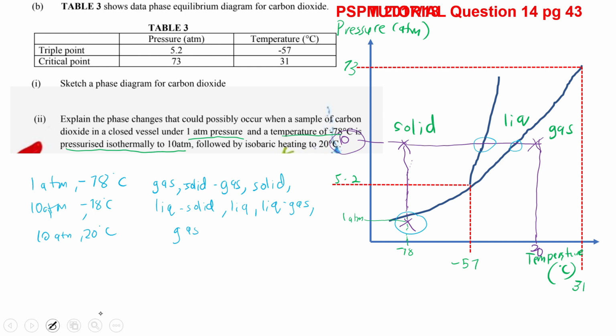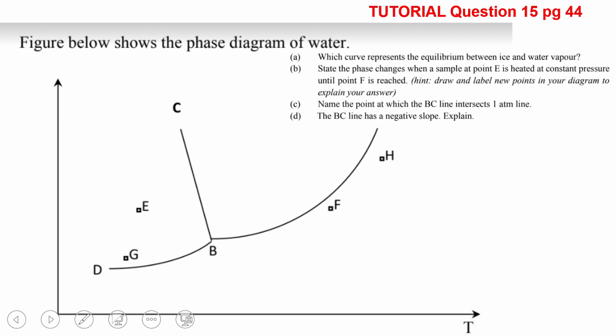So dia just nak phase change. Okay, explain the phase change. So dalam explanation mesti sebutlah pada certain temperature sama pressure tu. So mula daripada sini. Okay, next. Okay, ini pun sama, tutorial question number 5, page 44. So ini phase diagram of water. Okay, so the first question, which curve represents the equilibrium between ice and water vapor?